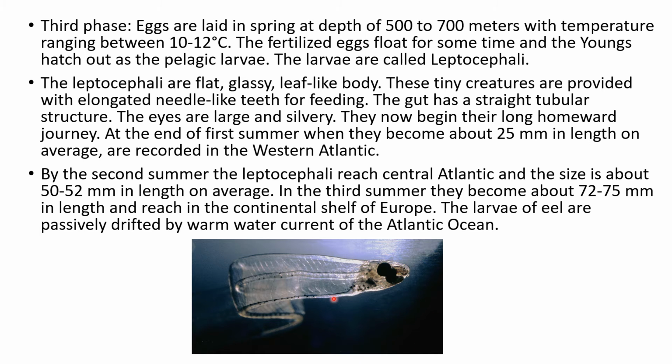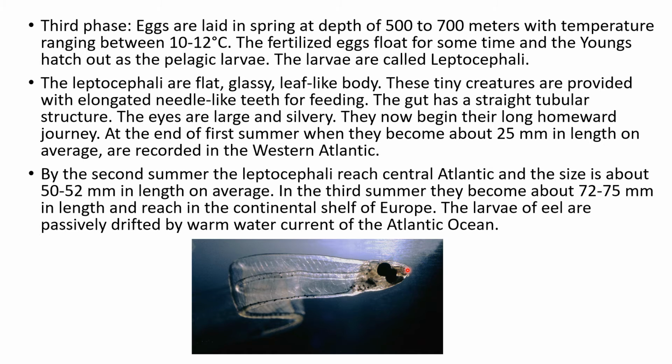You can see here, this is the larva of European eel called leptocephali. The leptocephali are flat, glassy, and they have a leaf-like body. These tiny creatures are provided with elongated needle-like teeth for feeding. The gut has a straight tubular structure. The eyes are large and silvery. You can see here the conspicuous part in the head is the eyes, very large.